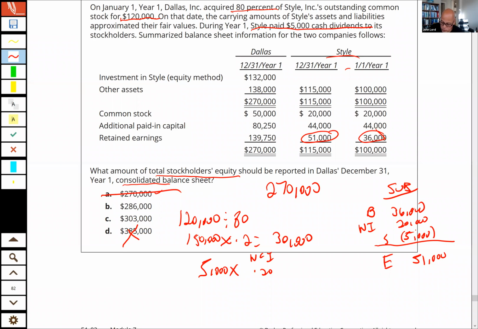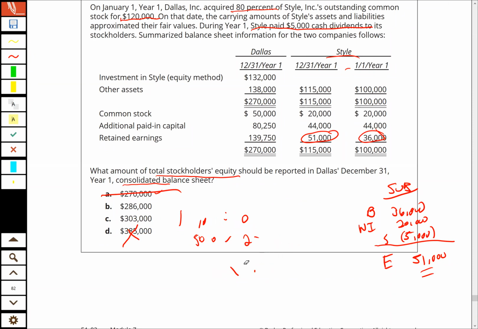56,000 minus 5,000 is 51,000. Okay, that's the entire subsidiary. I'm sorry, that was what was messing me up. That's the entire subsidiary. Yes. So now I can go ahead, and now I can do my calculation for the ending balance in the non-controlling interest.